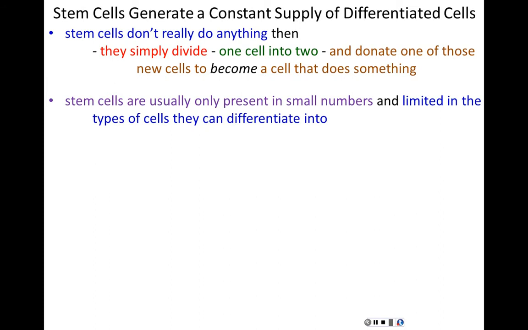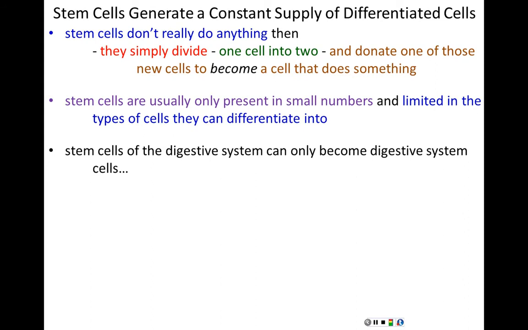Stem cells are usually only present in very, very small numbers. They're actually quite hard to find, quite hard to identify. They're limited in the number of types of cells they can differentiate into. So, in other words, there are stem cells that are unique and specific to the digestive system. Those stem cells can only become digestive system cells. They're not what we call totipotent. They can't be any cell type. They are pluripotent. They can become certain cell types. What's important here, though, is that these stem cells of the digestive system can become any digestive system cell. Can become a cell that makes mucus, can become a cell that absorbs nutrition, can become a cell that secretes ECM. So these stem cells can replace any cell that's part of the digestive system. And that's a big deal.